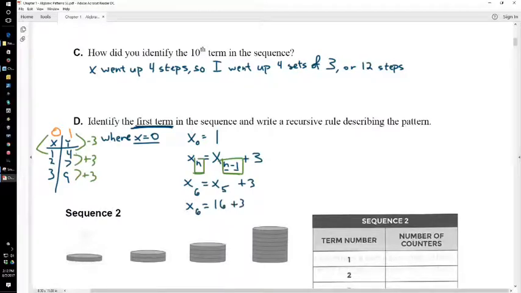And when you add 3, we realize that step 6 is 19 units, just like the chart we saw earlier. So this would be your rule. Your recursive rule.